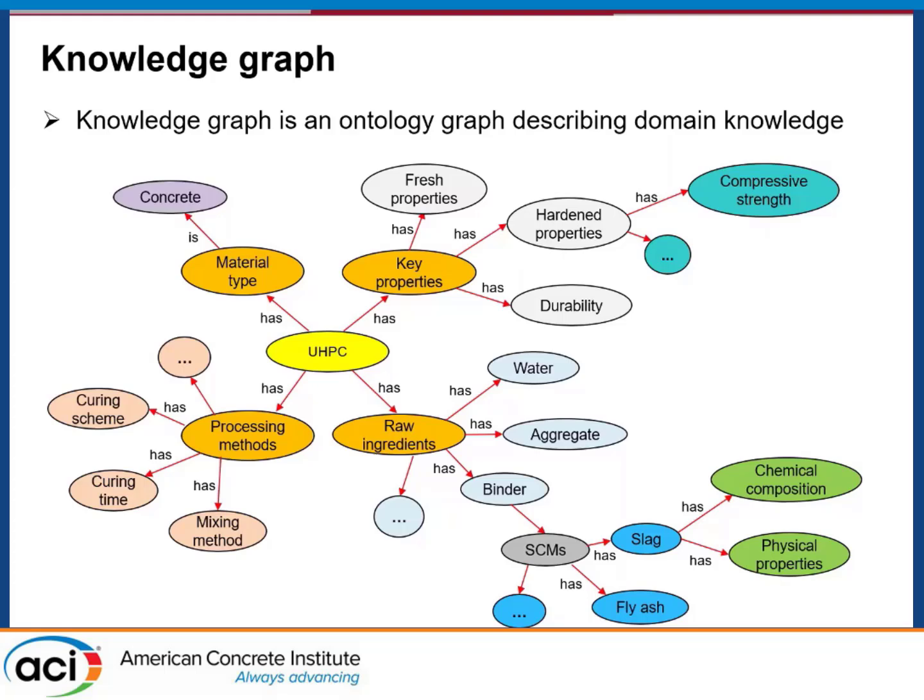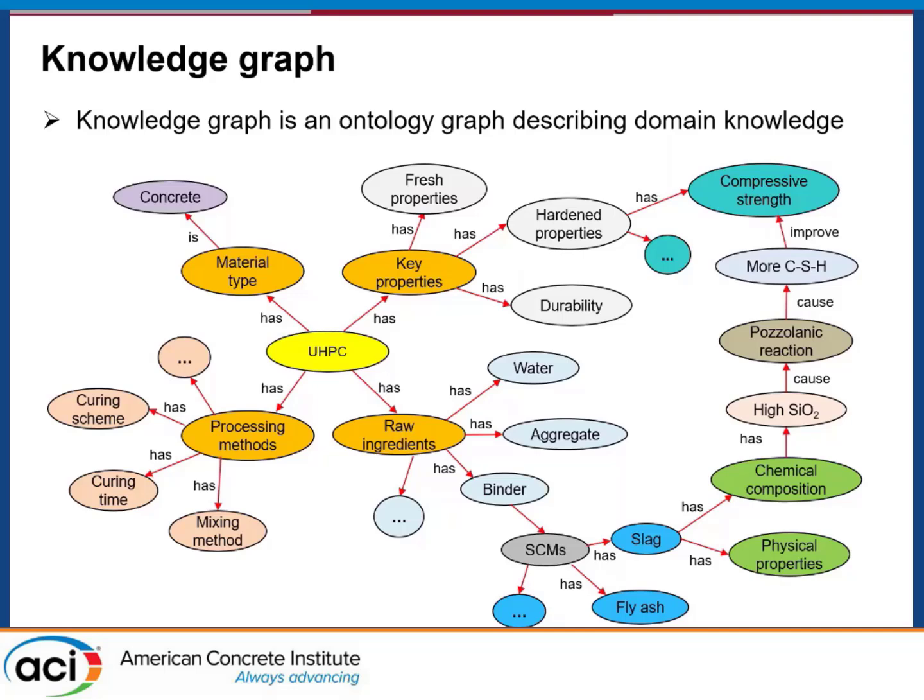For example, the slag is one type of the supplementary cementitious materials. It's one type of binder. So this entity is correlated to some chemical composition and physical properties. And we know that a key component of the slag is the silicate. And the slag contains high silicate, which can promote the pozzolanic reactions. And the promotion of it could help the system generate more dense cement hydration products like the CSH. And this would help to increase the concrete compressive strength.